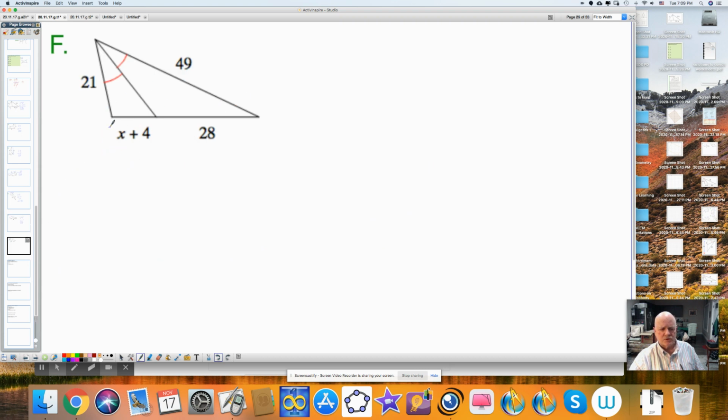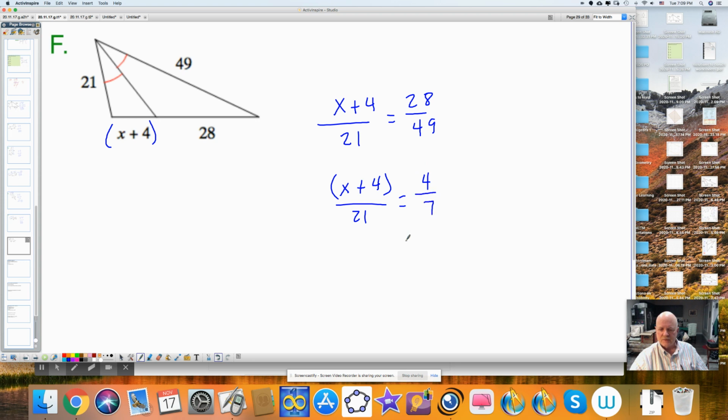And this is another one of those a little bit more challenging. I'm going to put this in parentheses because when I multiply proportions, I want to make sure that I can do this. I'll do this one with the cross product property. This is to 21 as 28 is to 49. Notice I don't cross over here. And I could do 4x plus 8 is to 28 as 21 is to 49. I'm just going to keep it simple like this. I can simplify this ratio. For x plus 4 is to 21 as 7 goes into 28 4 times. 7 goes into 49 7 times.